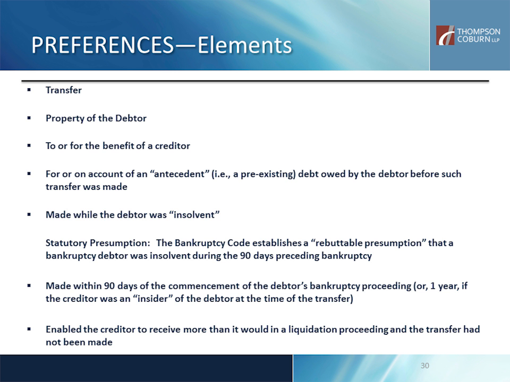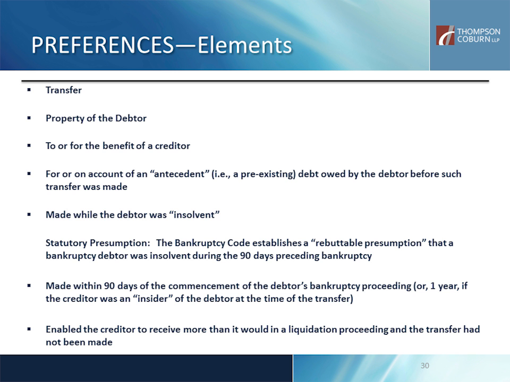the transfer has to be for or on account of an antecedent or pre-existing debt that's owed by the debtor before the transfer is made. So in this instance, if you are delivering on COD, even if you're a creditor and you're delivering on COD, that wouldn't be a transfer for an antecedent debt.